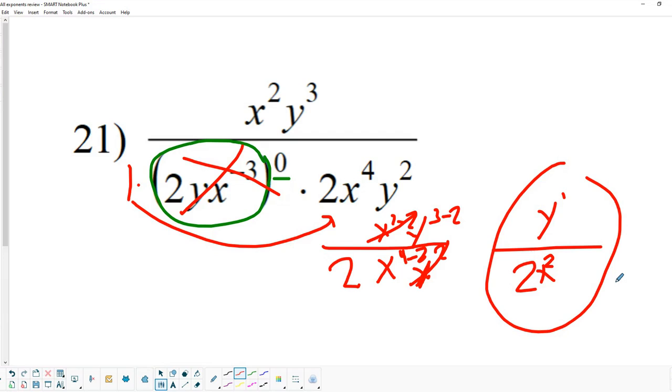So hopefully, as you do a few of these, they'll make sense, but that's one of the ones on your worksheet.